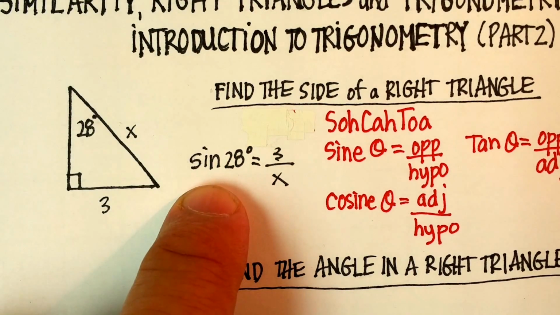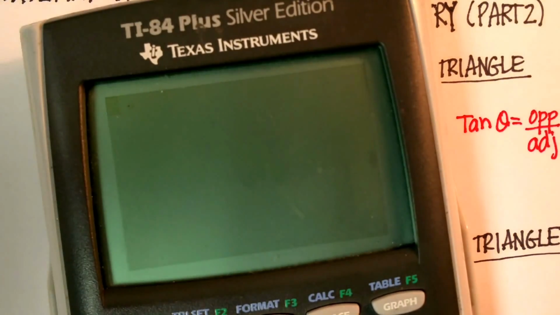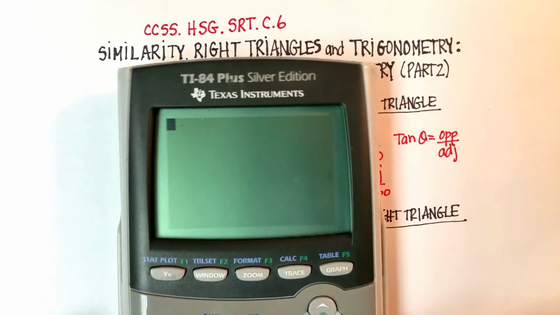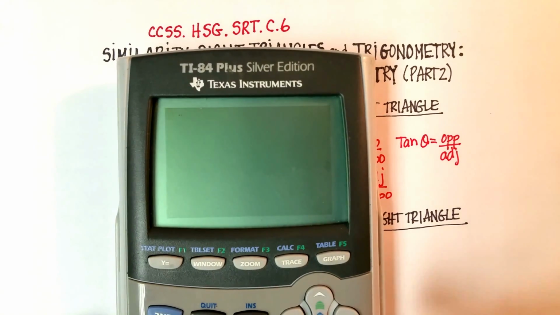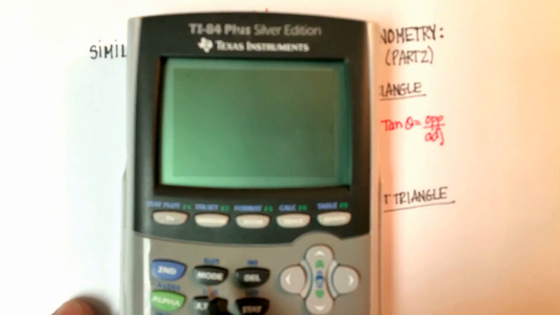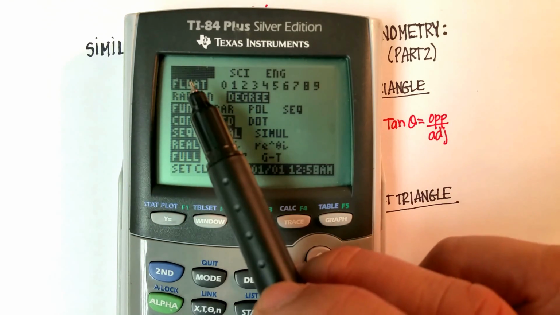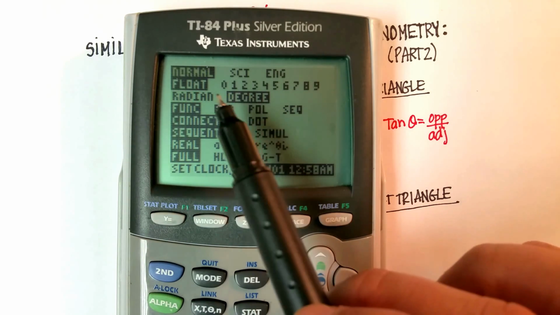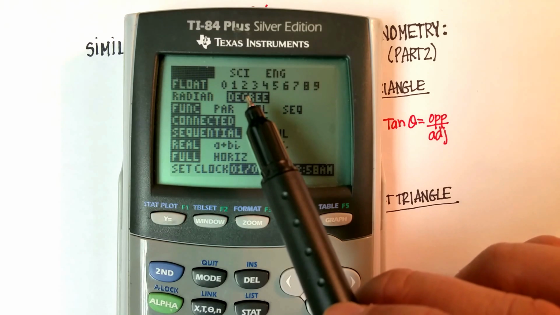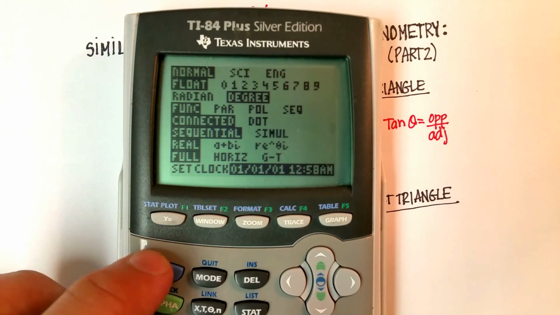Now, what is the sine of 28 degrees? We can find that in our calculators. One thing I want you to check, go to your mode screen, and make sure that your setting is on degrees, okay? If it's on radians, it's not going to work correctly, so just make sure that it's on degrees. Okay, so let's go back to our regular screen.